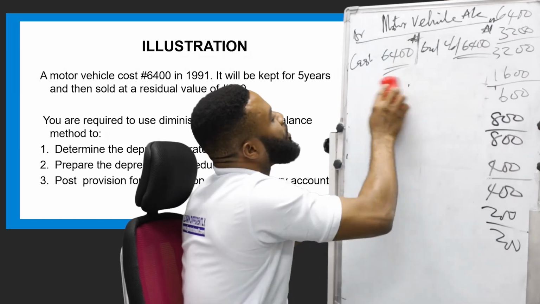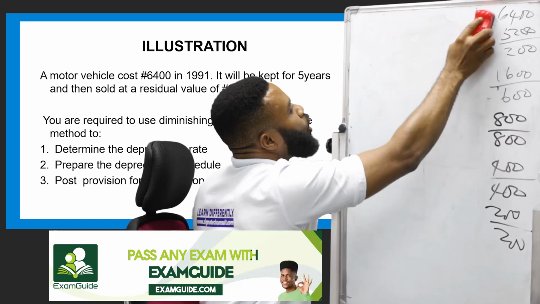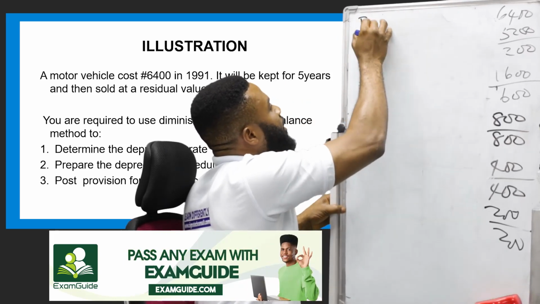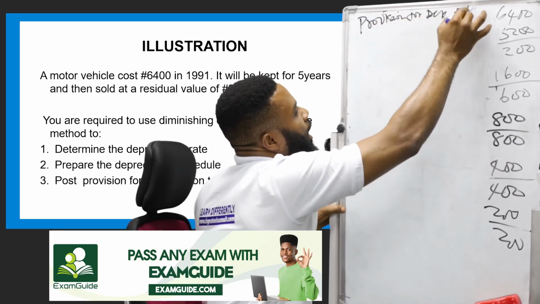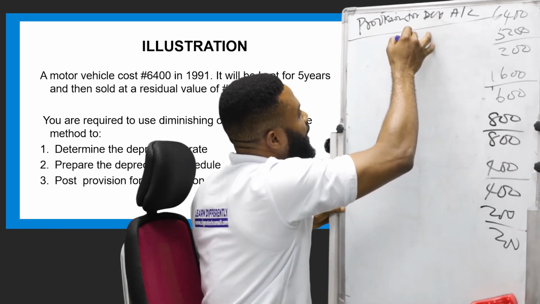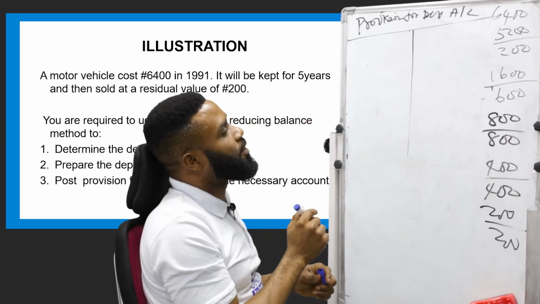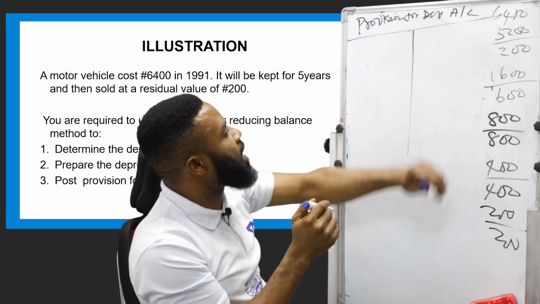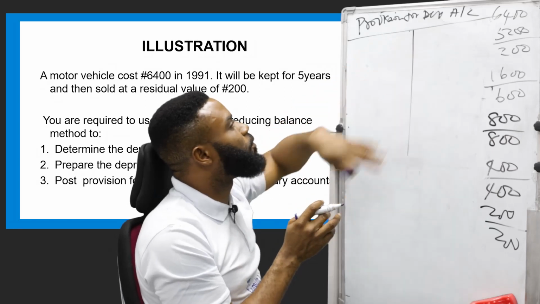Now, the other two remaining is called the provision for depreciation account. Provision for depreciation account is prepared like this. Write provision for depreciation account. You see, come down, and then everything is prepared in a T format. Now, I don't want to remove these values because we want to use this value to prepare our account. The first thing you are going to remember is that this is provision for depreciation.